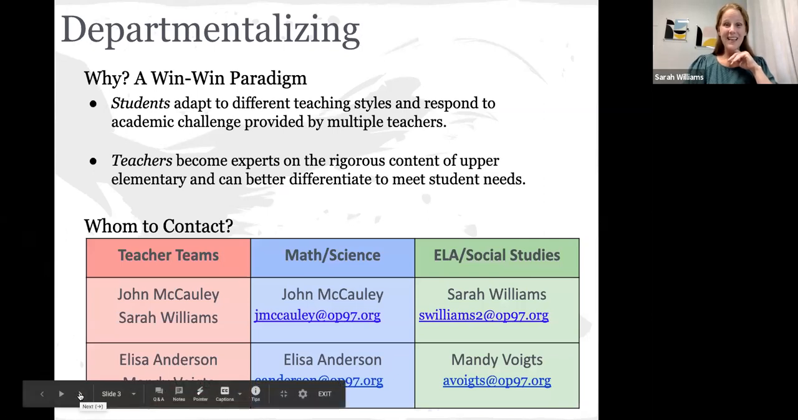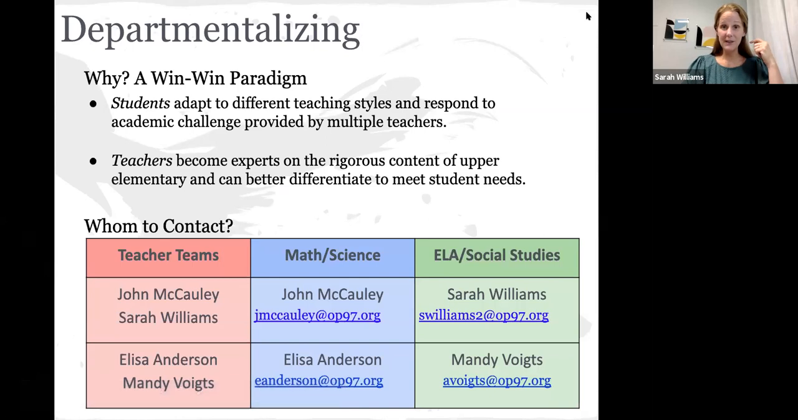We departmentalize, and we have learned that this is really a win-win, both for students and for teachers. We have 4 homeroom teachers, and we've departmentalized this into 2 groups of 2. So Mr. McCauley and I teach a group of students. He teaches math and science, and I teach language arts. Miss Anderson and Miss Voigt pair together, and Miss Anderson is in charge of math. Miss Voigt is in charge of ELA, language arts. Who you should contact depends on what your question is about. If it's a math question, you're going to need to go to the math teacher, and vice versa.